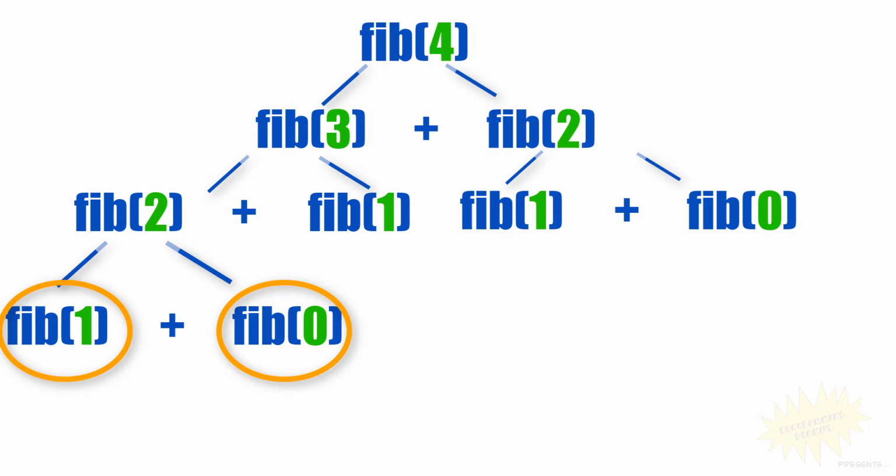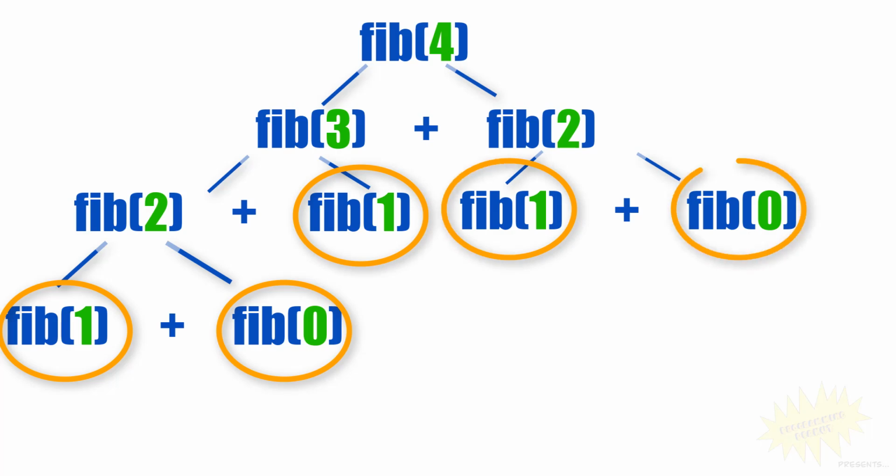So because we know that fib 1 returns 1 and fib 0 returns 0, we know that we finally reached the base case for these fib calls. And you can go ahead and circle the fib 1 and the other fib 1 and the fib 0 on the line above. And all we have to do now is simply add all the numbers that are being returned by these fib calls.